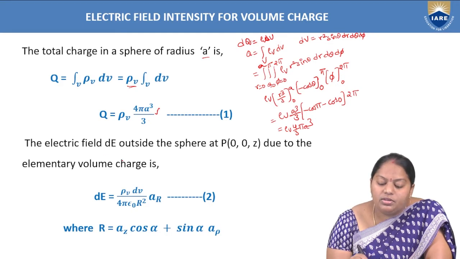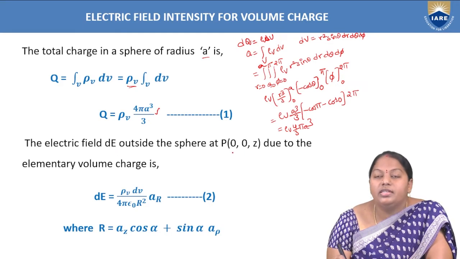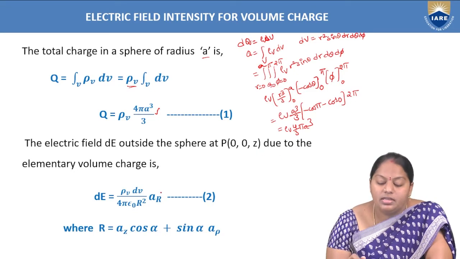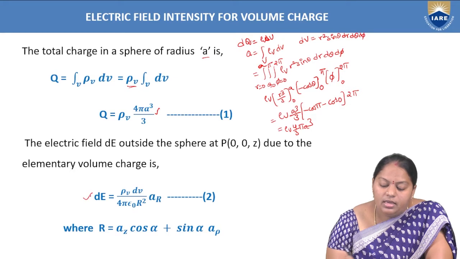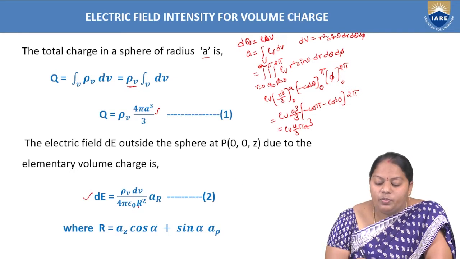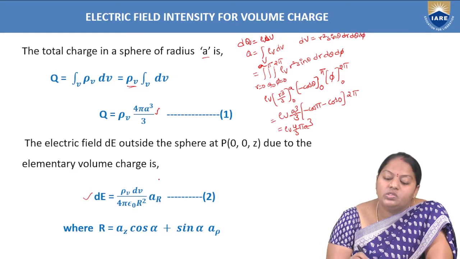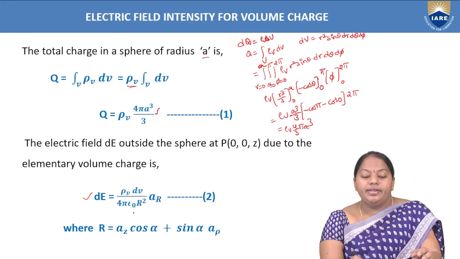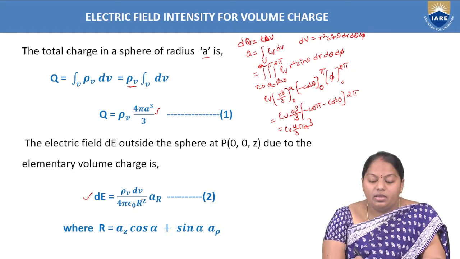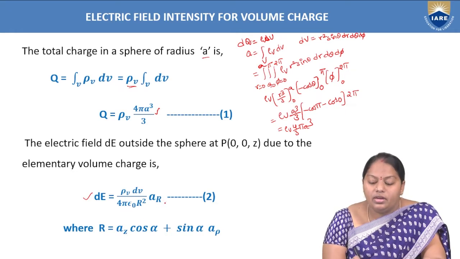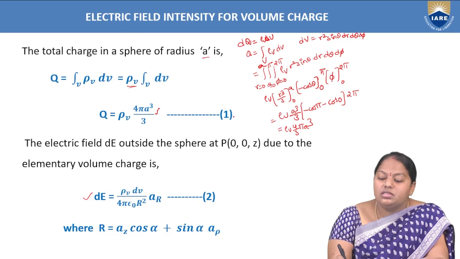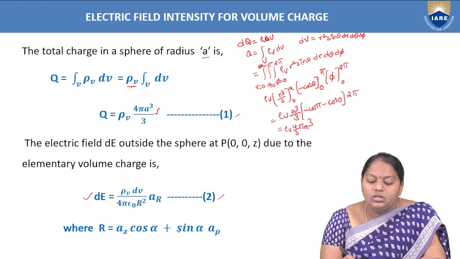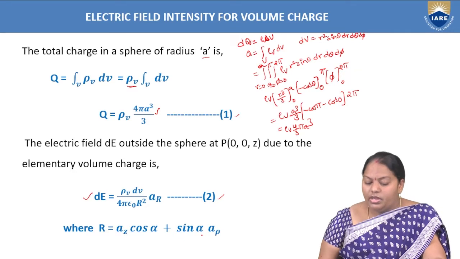So the electric field dE outside the sphere at P of 0, 0, z due to the elementary volume charge is given by dE equal to rho v dV by 4 pi epsilon naught r square into AR. This is the integral component, and now we are considering it for the differential. Hence dE equals rho v dV by 4 pi epsilon naught r square into AR. Consider this as number 1 and this as number 2. Then from the figure, AR equals az cos alpha plus sin alpha a rho.